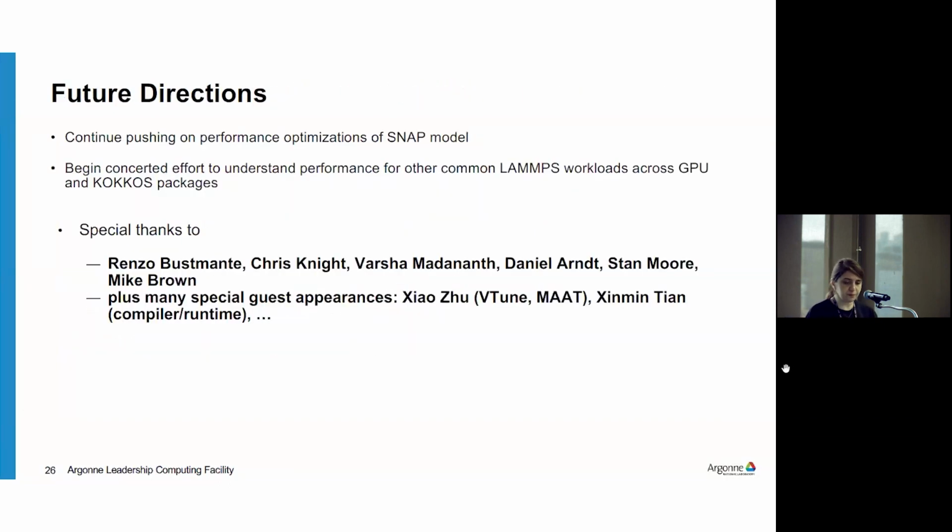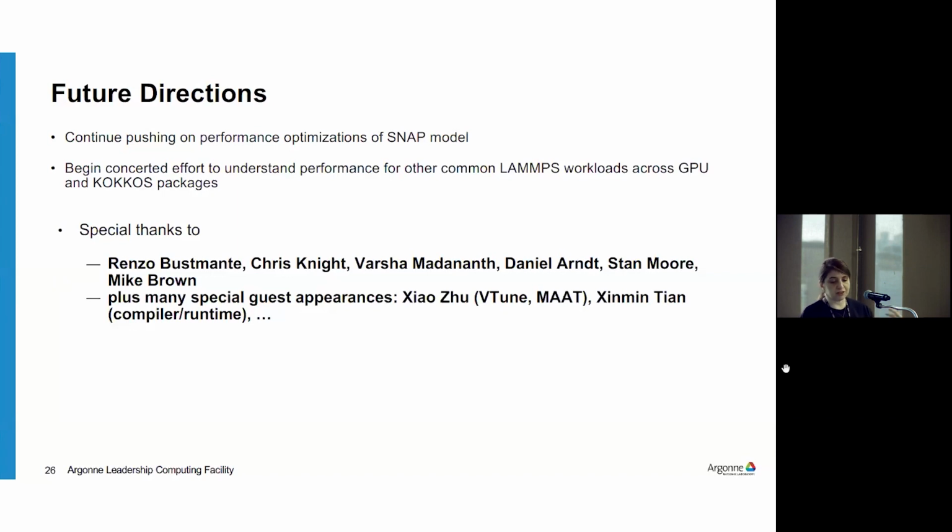So our future direction is basically to continue pushing the performance optimization of SNAP. One thing I want to mention is that this optimization, besides the KOKKOS, is actually not public yet. So that's one thing we're working on together right now with Intel and other developers, to make sure that we can push it all back to LAMMPS. The goal is that everything will become available in LAMMPS, so you just grab it from the GitHub LAMMPS and you can do it.